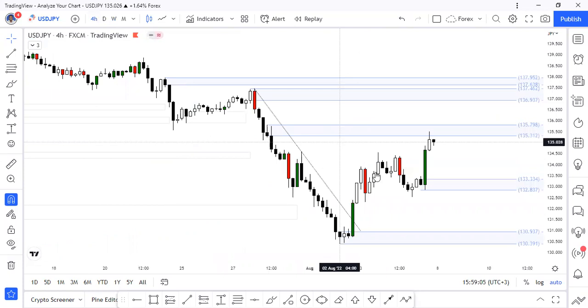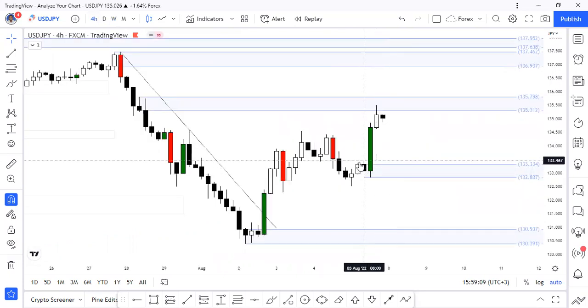Here we have a brand new area of demand. So what I'll be looking for next week is to see price come back to this area and test here. This is where I'll be looking for buys, and price proceeds to push to the upside. This is USDJPY.